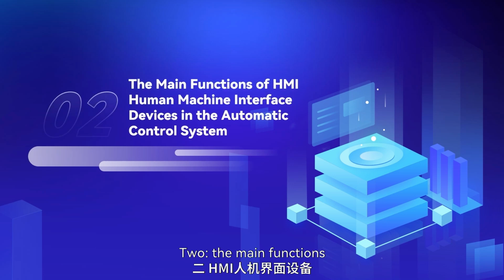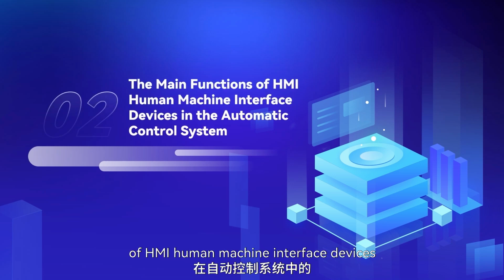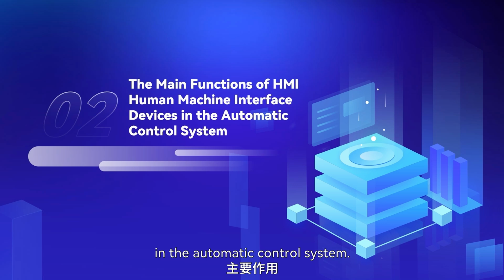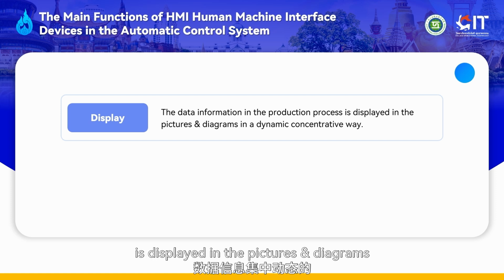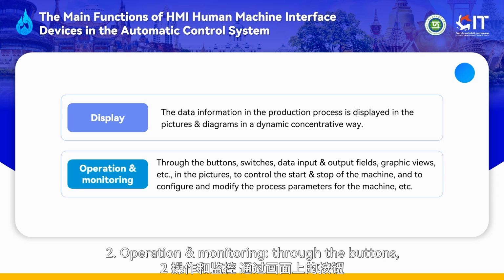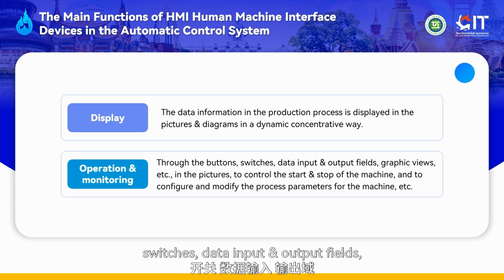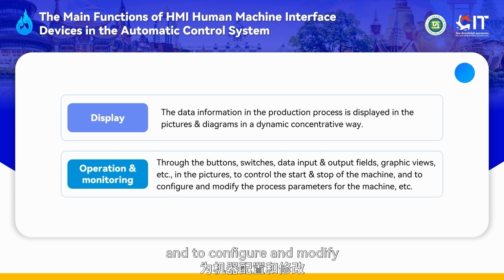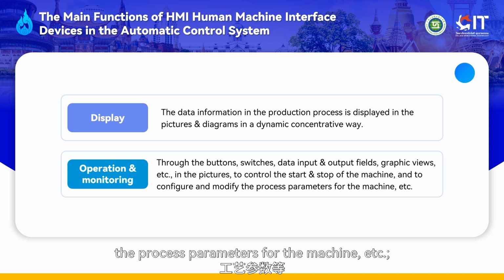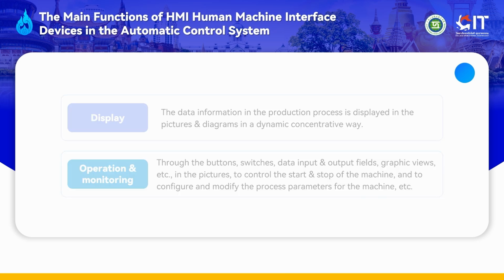2. The main functions of HMI human-machine interface devices and the automatic control system. 1. Display. The data information in the production process is displayed in the pictures and diagrams in a dynamic concentrative way. 2. Operation and monitoring. Through the buttons, switches, data input and output fields, graphic views, etc. in the pictures, to control the start and stop of the machine, and to configure and modify the process parameters for the machine, etc.